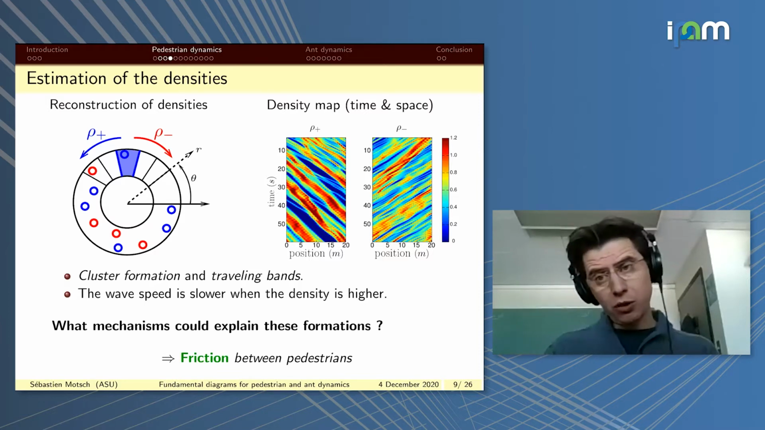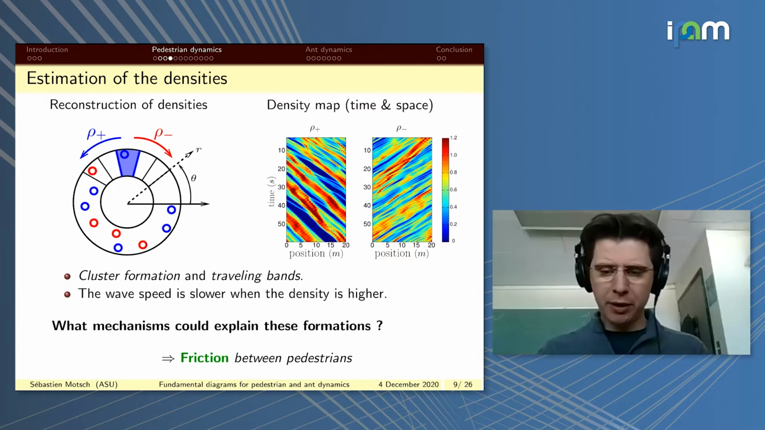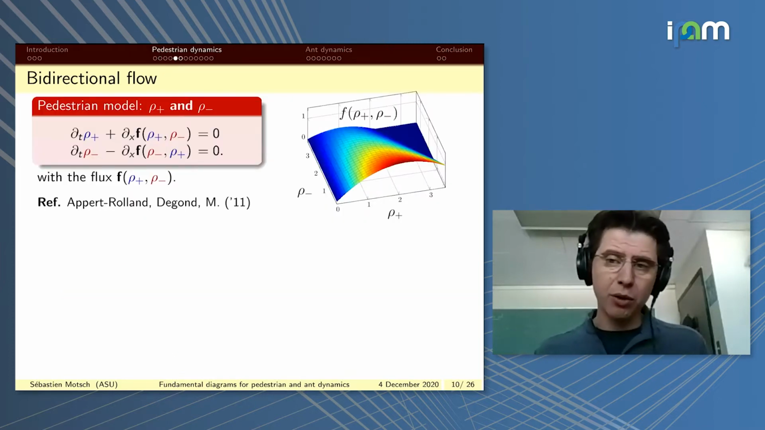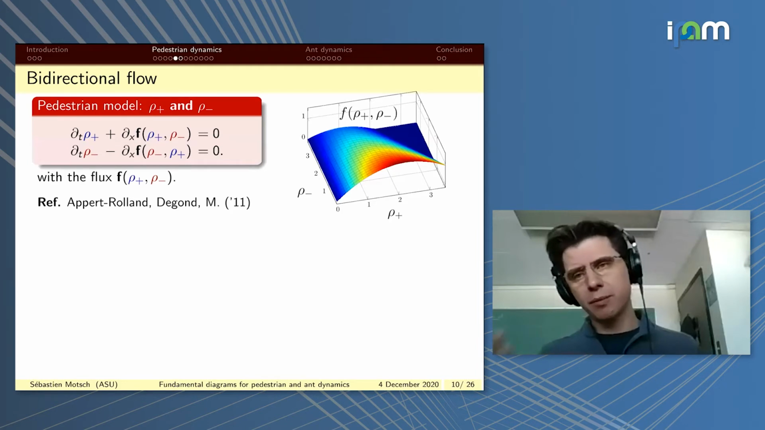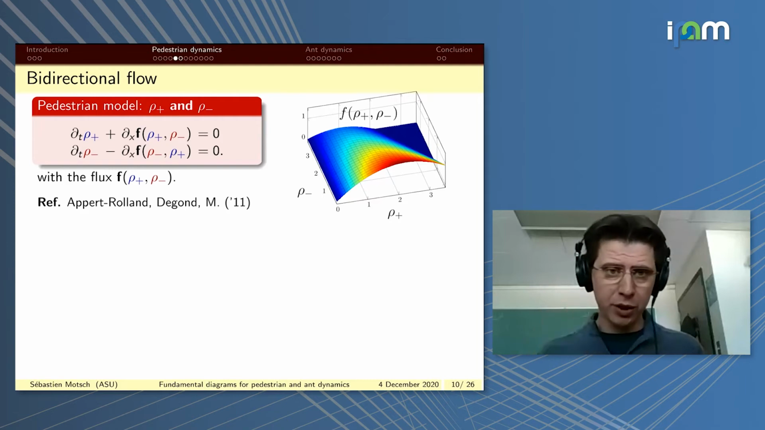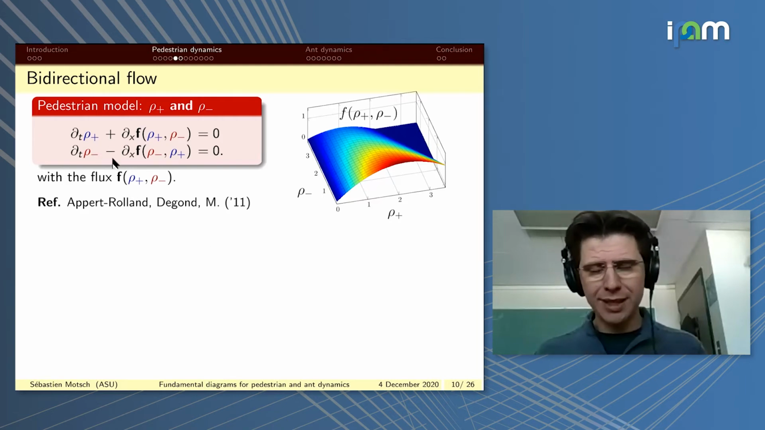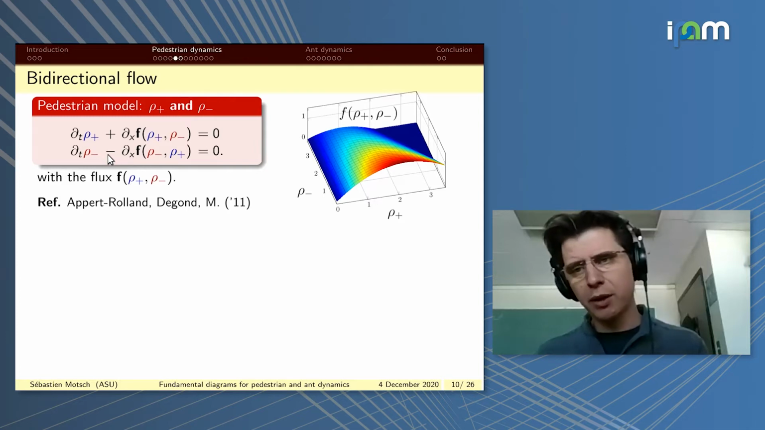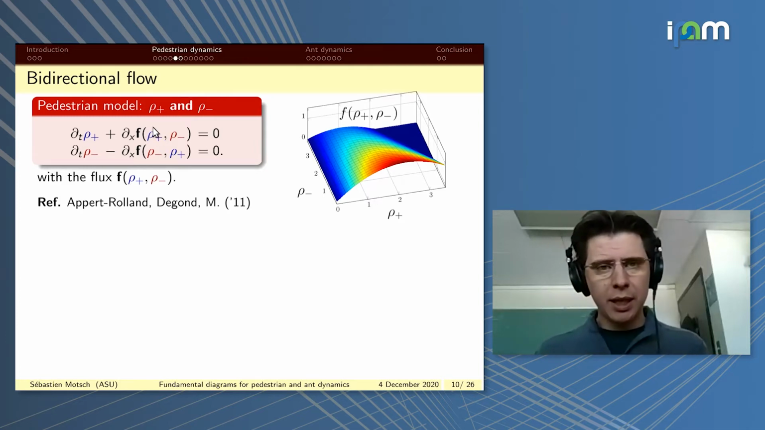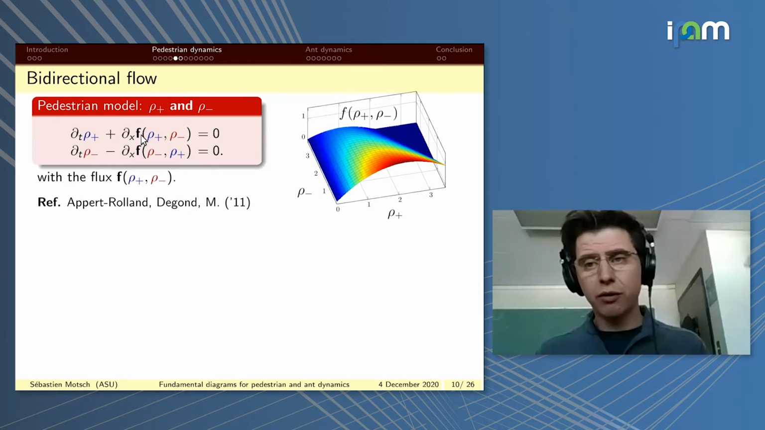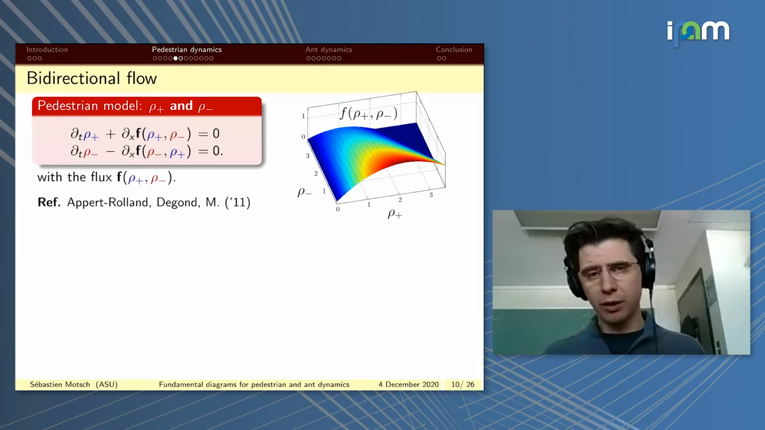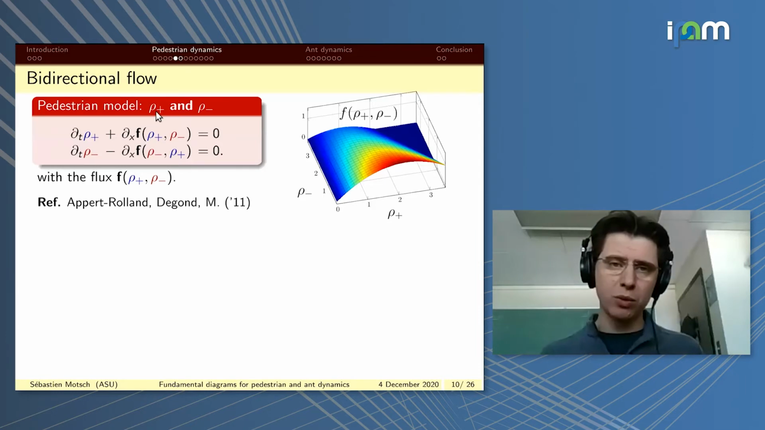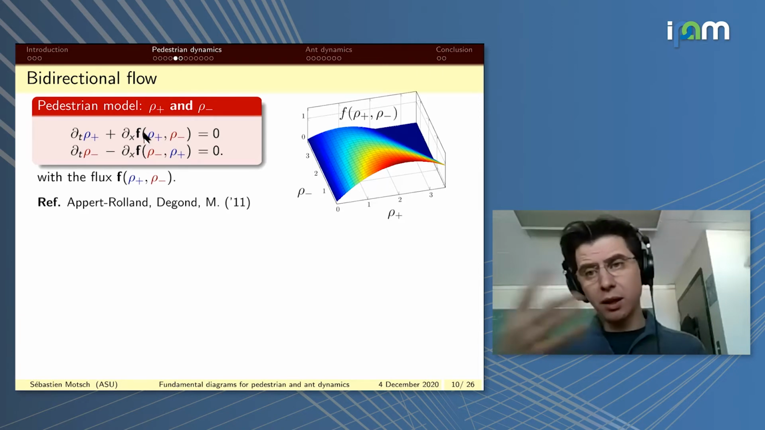So what we're going to do is a fundamental diagram, but a slightly different version, because now we don't have one density but two, because you have a population going to the left and a population going to the right. So rather than having one equation, we have two equations. Here for rho plus and rho minus, it looks the same, except rho minus has a minus because it's on the other side. And this f is actually a function of two variables now, rho plus and rho minus. So the key here is to estimate what this f is. Taking the data, we have to do some parameter estimation for this f.